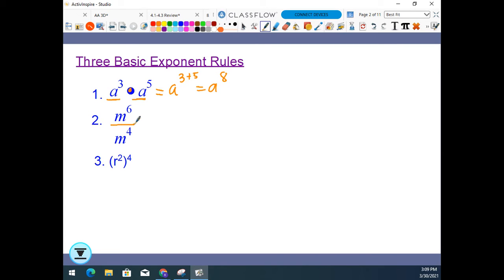In number 2, we are dividing bases that are the same. So we combine the bases together and subtract the exponent. In number 3, we are raising a power to a power. So one base has 2 different powers, so we multiply. 3 basic rules of exponents.